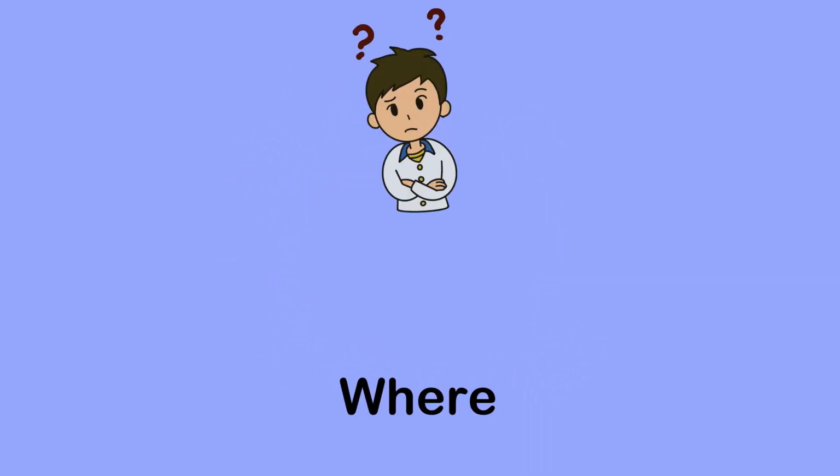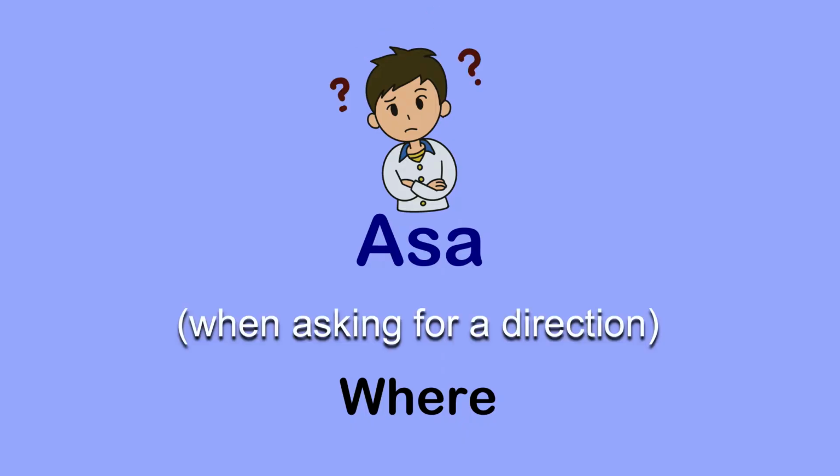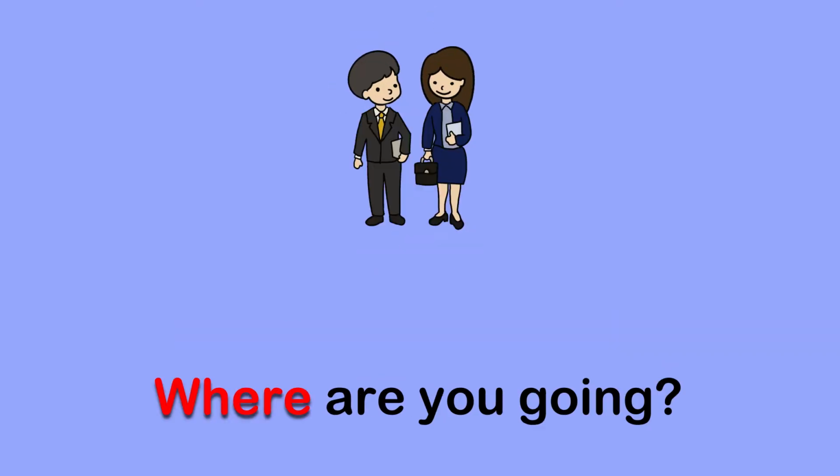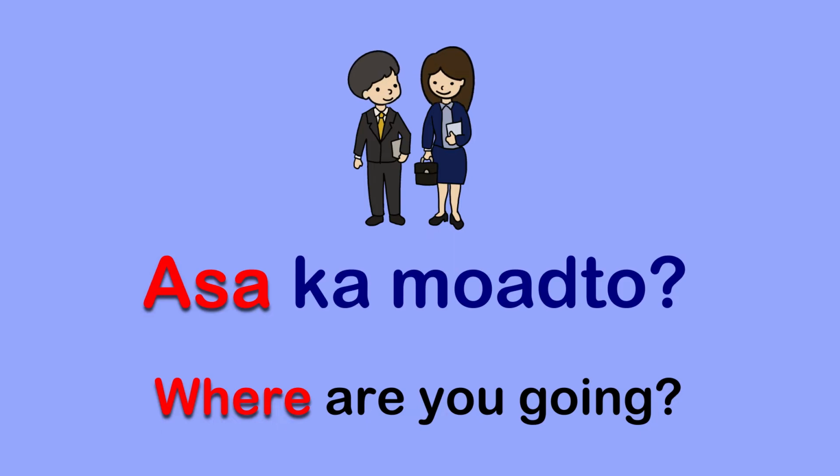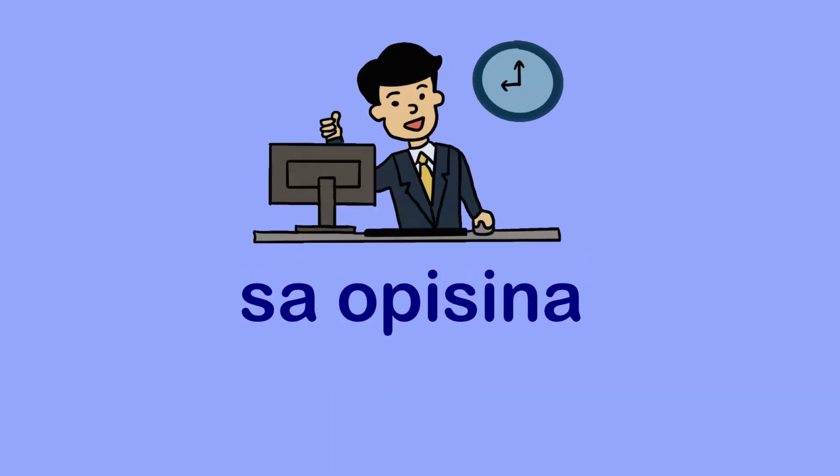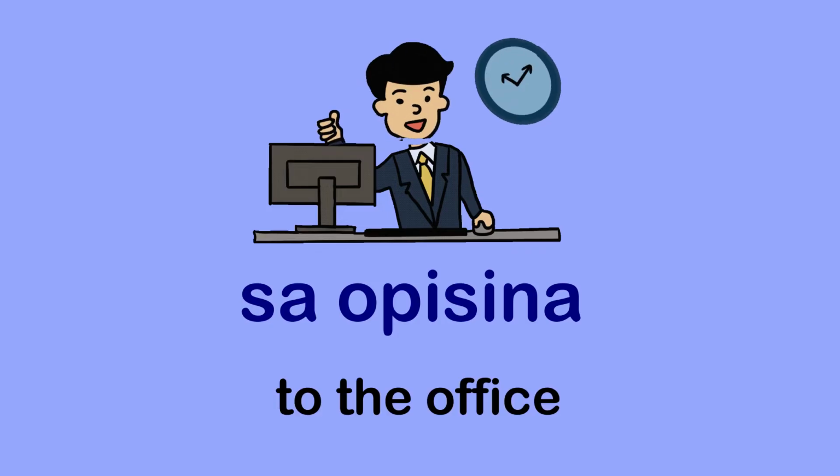Another popular question you can ask is where. In Bisaya, that translates as Asa. Generally, we use where when we are asking for a direction. So let's have a look at our example question, which is where are you going? Asa ka moadto? An answer to this question could be sa opisina. Sa opisina. Which means to the office in English.